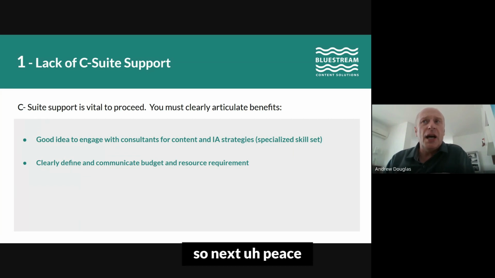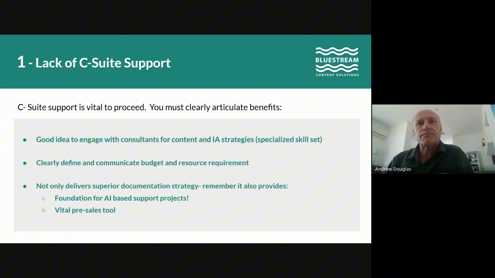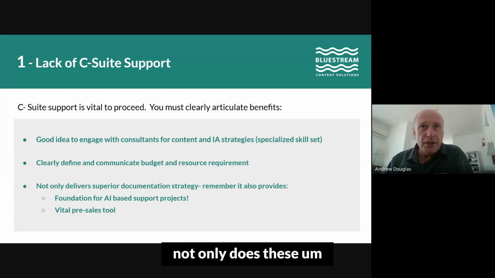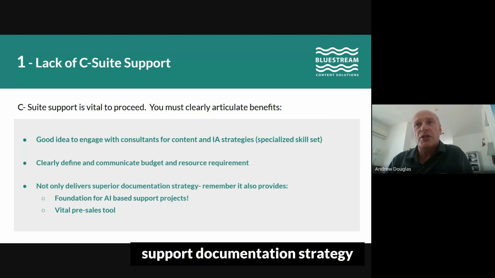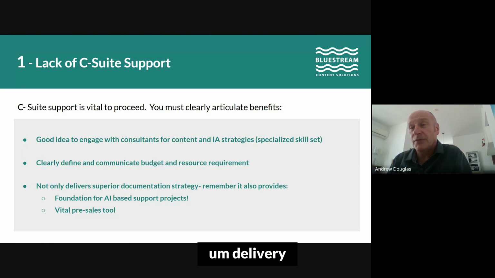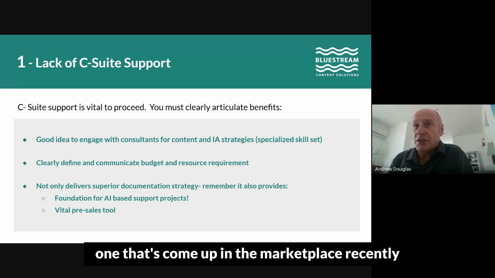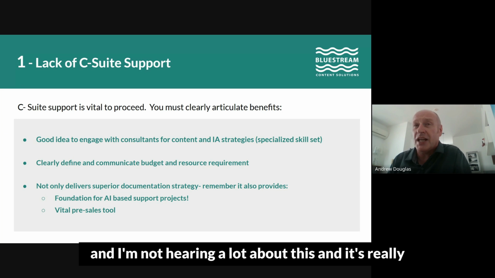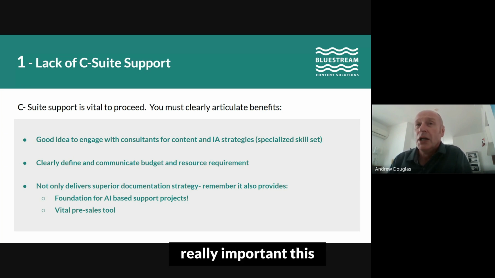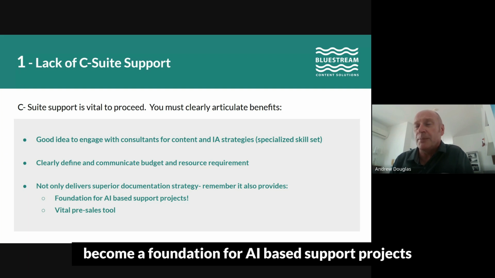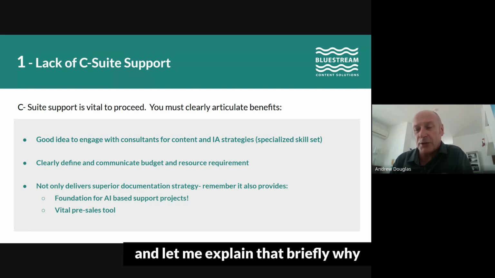So, next piece. Not only does this support documentation strategy deliver better documentation delivery, but there are two things. One has come up in the marketplace recently, and I'm not hearing a lot about this, and it's really important. These initiatives become a foundation for AI-based support projects. Let me explain briefly why.